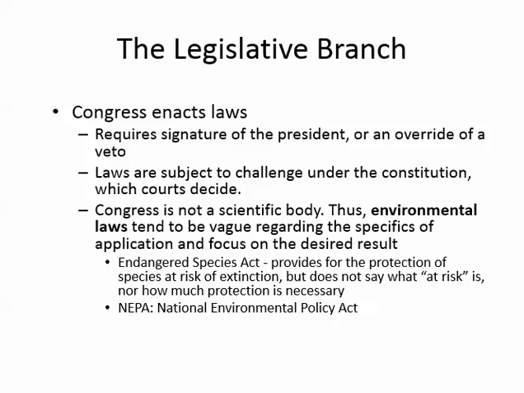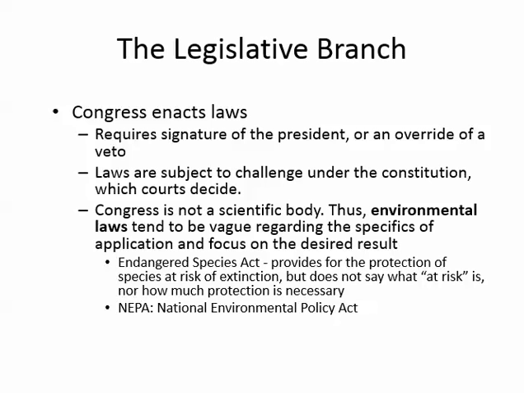So a bit about the legislative branch. This is Congress. They enact laws. These laws require a signature of the president or an override of a presidential veto. And these laws are subject to challenge under the Constitution, which the courts then decide. So the courts are the arbiter of what's constitutional. And so when the federal government has overstepped its bounds, gone beyond the Constitution, the Supreme Court can tell the federal government that that law is unconstitutional.